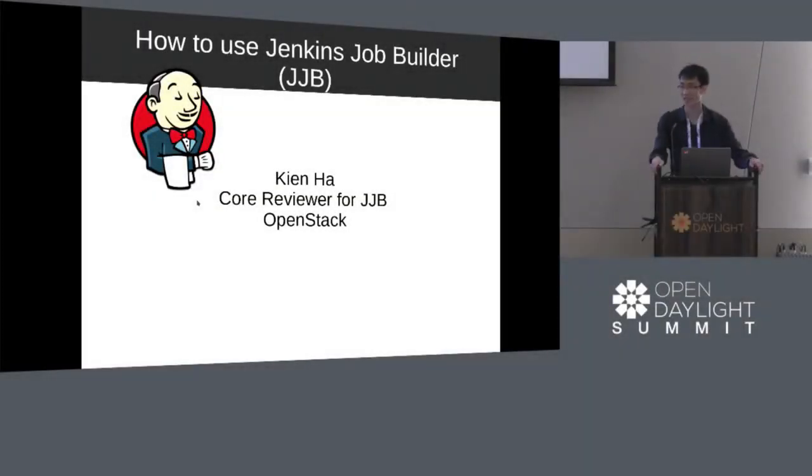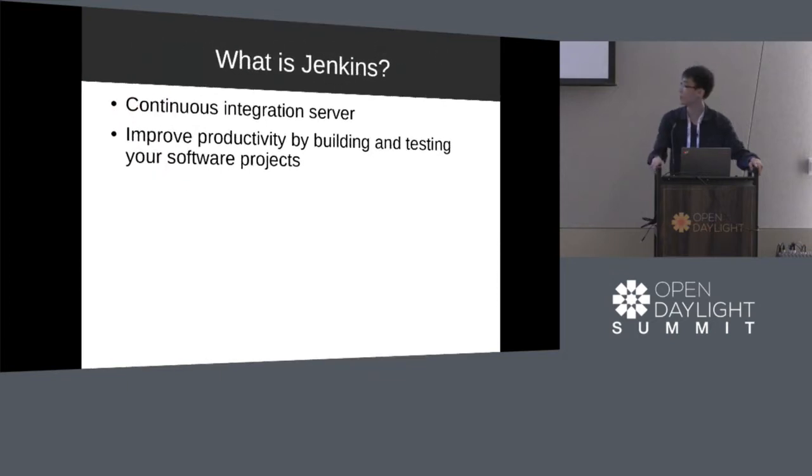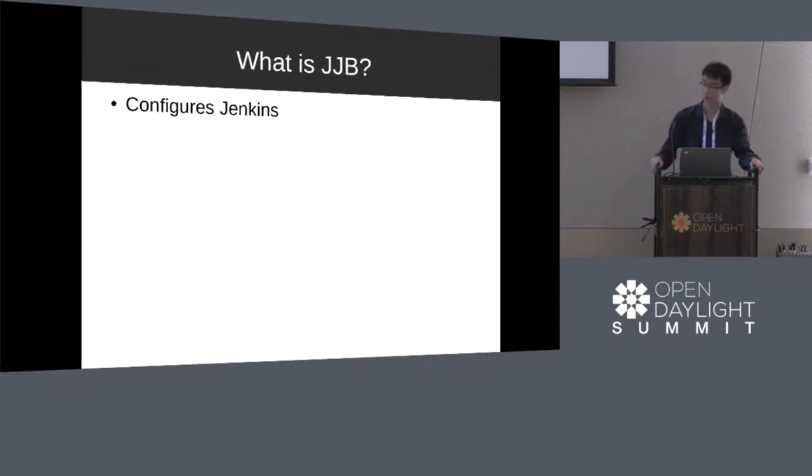Hello, everyone. My name is Kian Ha, and I'm a core reviewer on the Jenkins Job Builder project. So what is Jenkins? Jenkins is a continuous integration server that helps improve your productivity by building and testing your software projects. Jenkins Job Builder, on the other hand, takes in simple descriptions of Jenkins jobs and uses it to configure Jenkins. It is easy to use, and after this talk, I hope I can impart you with knowledge on where to get started with JJB and what JJB can do for you.